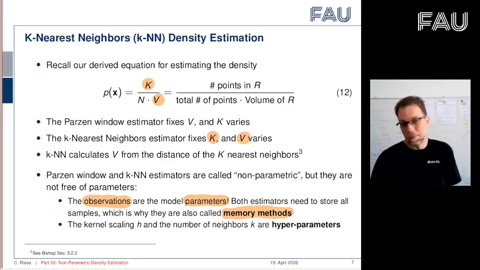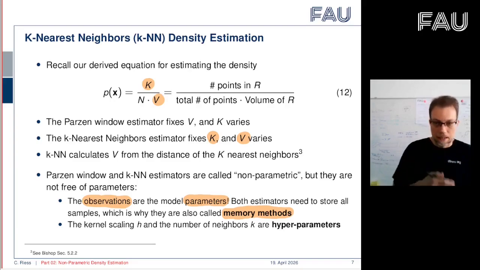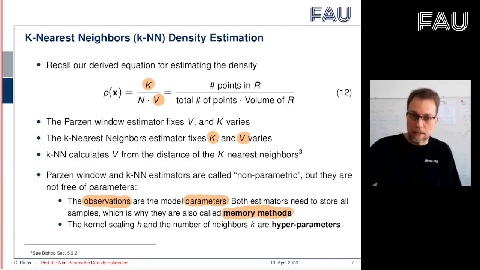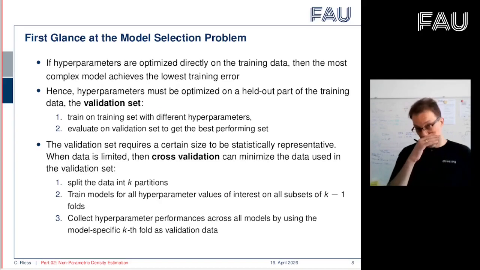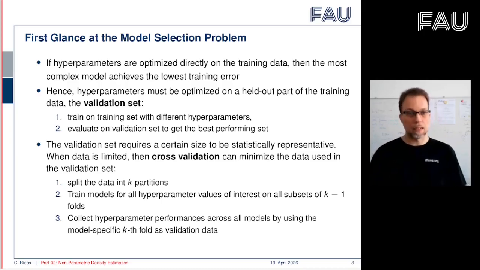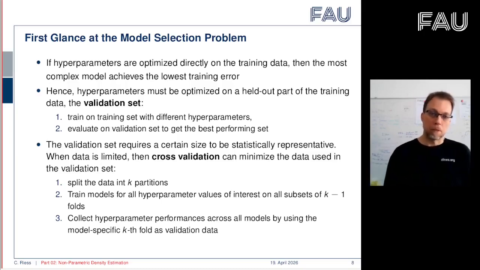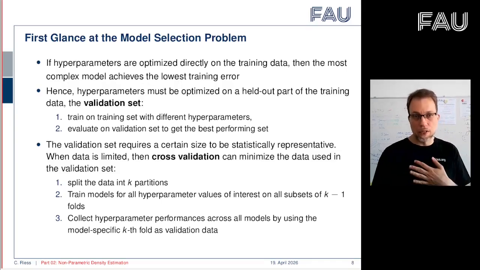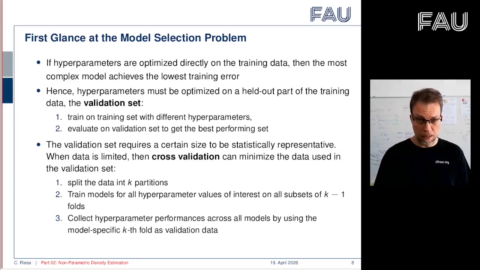That's the positive. So the kernel scaling h and the number of neighbors k for the k nearest neighbor are hyperparameters, and they need to be tuned for the task at hand. So let's have a look at the model selection problem. How can we optimize, for example, the window size h, or the k for the k nearest neighbor?